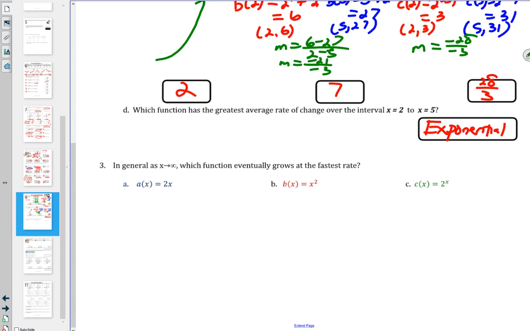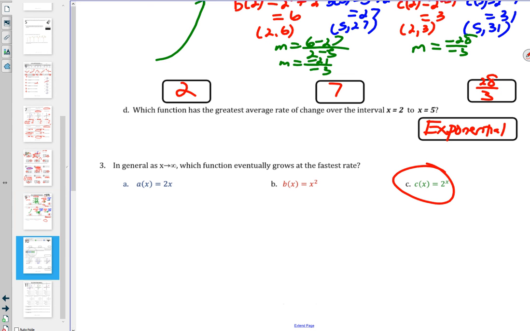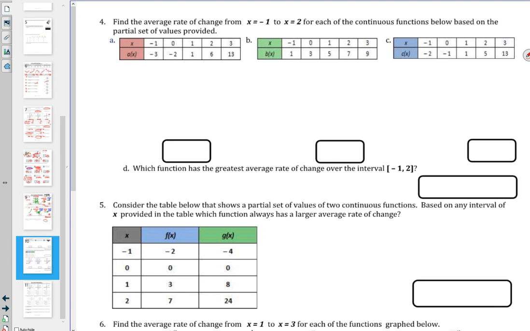In general, as x approaches infinity, so I mean that as you go further and further away, which one is going to grow at the fastest rate? Because that's exponential. Let's see if I can finish this page.